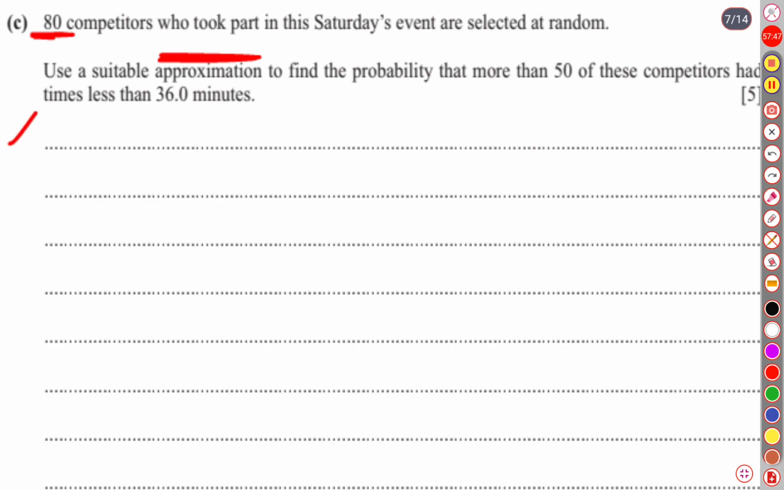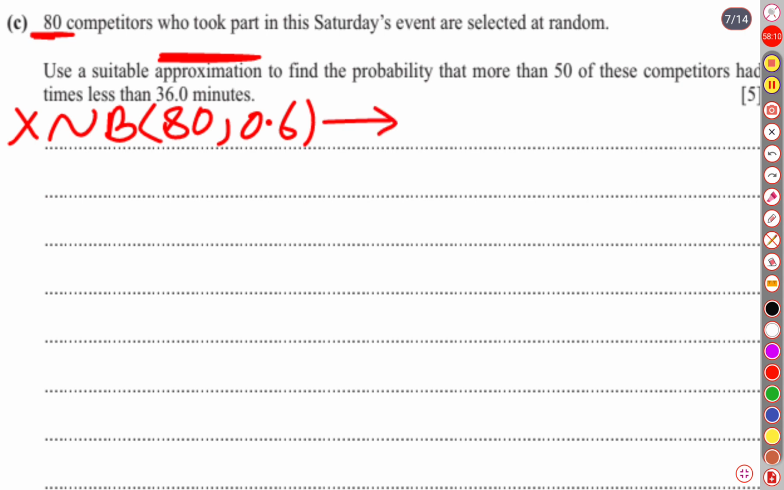So let us write X belongs to binomial distribution, and for binomial distribution the parameters are n and p. Total number is 80 and probability for every competitor is 0.6, which we used in the previous question. So for approximation, we are converting this binomial distribution into normal distribution. X belongs to normal distribution, and the parameters for normal distribution are mean as well as variance. Mean is n into p. If you multiply n and p, that is the mean.